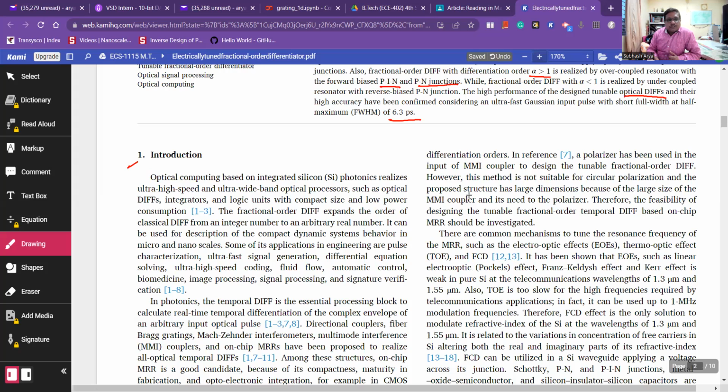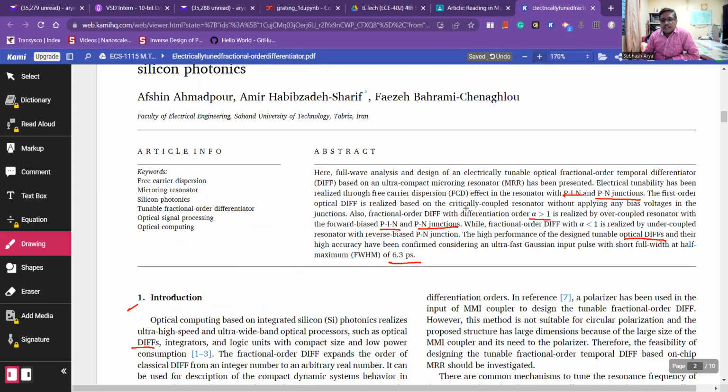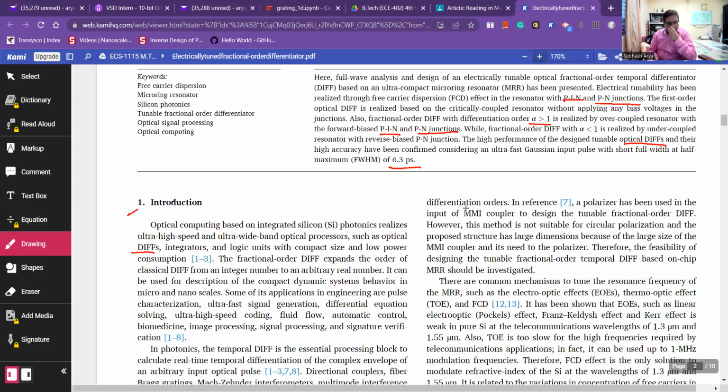Introduction. Optical computing based on integrated silicon photonics realizes ultra high speed and ultra low power wide band optical processors such as optical DIFFs. This differentiator is the optical differentiator, integrator, and logic units with compact size and low power consumption.